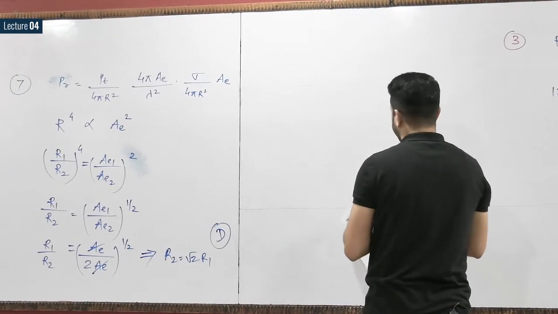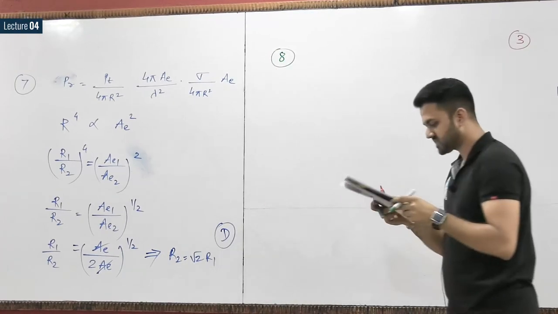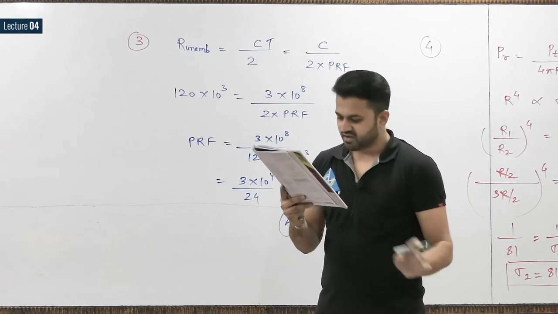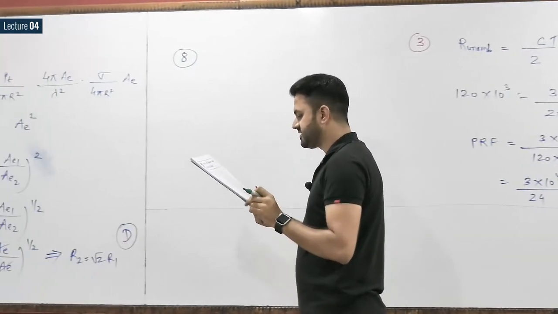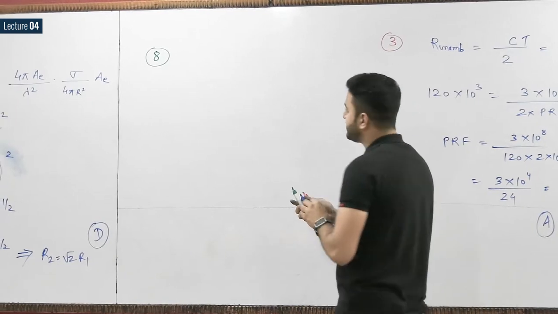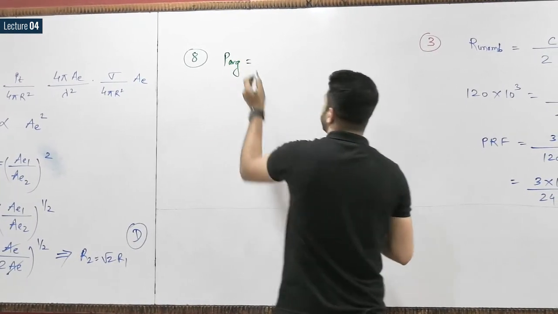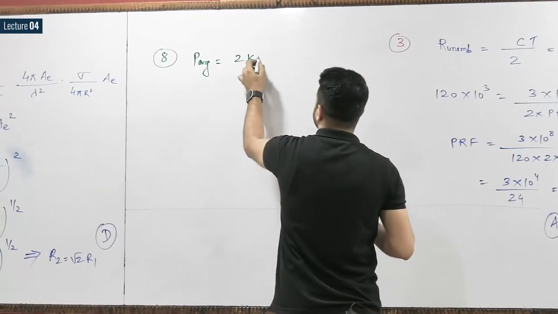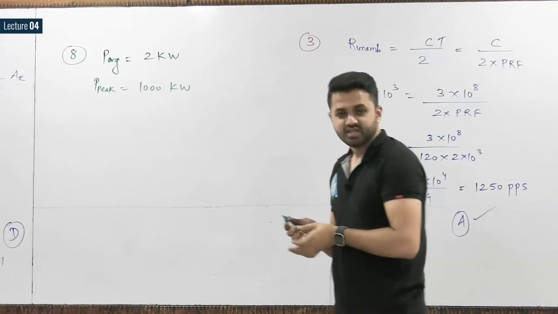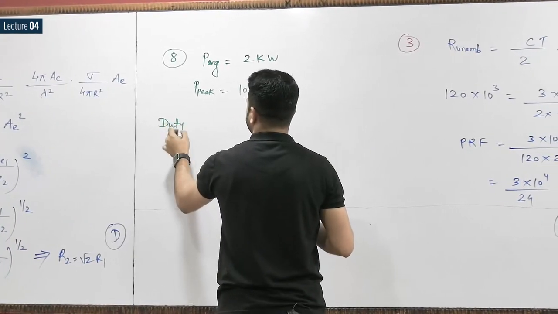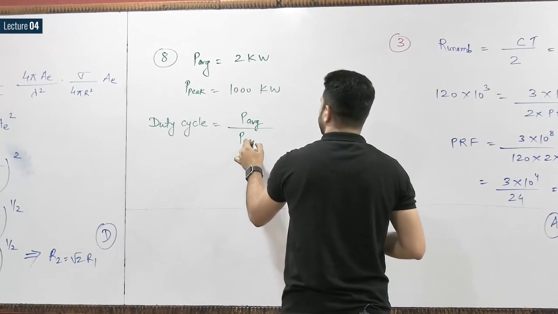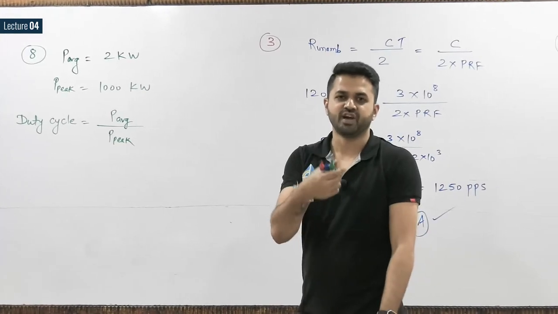Now we are having the next question, question number 8. If the average power of the radar transmitter is 2 kilowatt and the peak power of the transmitter is 1000 kilowatt, what will be the duty cycle? So here it is given that average power is 2 kilowatt and peak power is 1000 kilowatt. Then the duty cycle is given by average power to the peak power. The duty cycle we have written already, it is the ratio of average power to peak power.